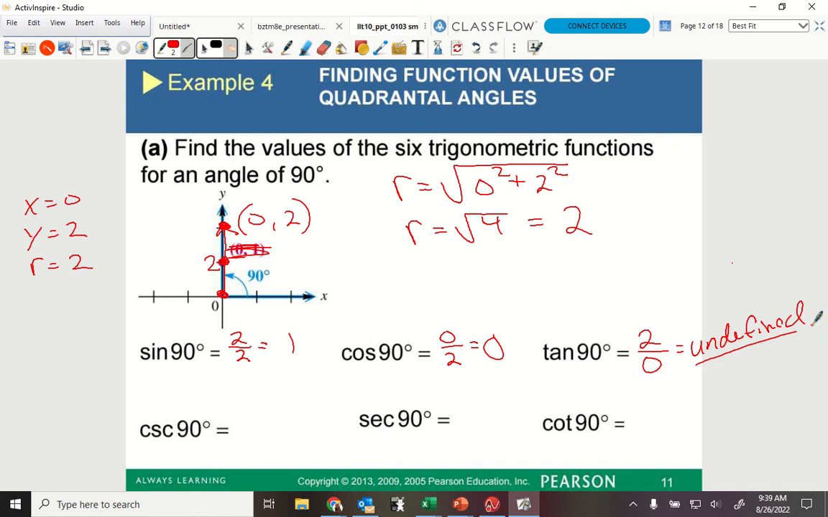So cosecant. Cosecant is r over y. So what was my r value? 2. My y value? Also 2. So 2 divided by 2? 1. There we go. Secant is r over x. 2 over 0. Can't do that, which is undefined.